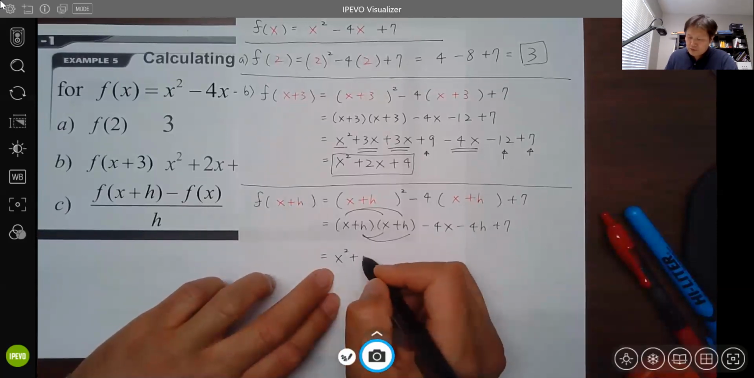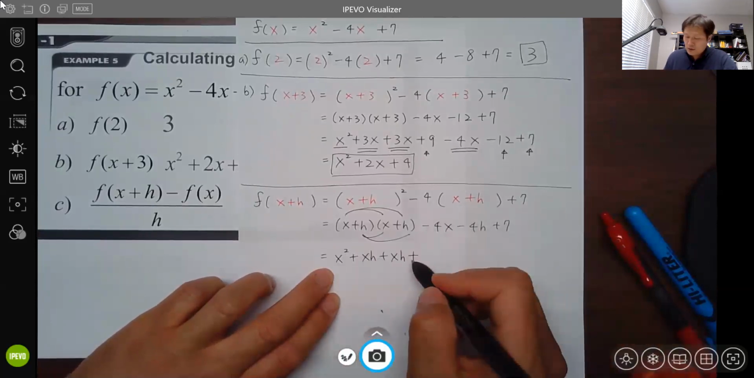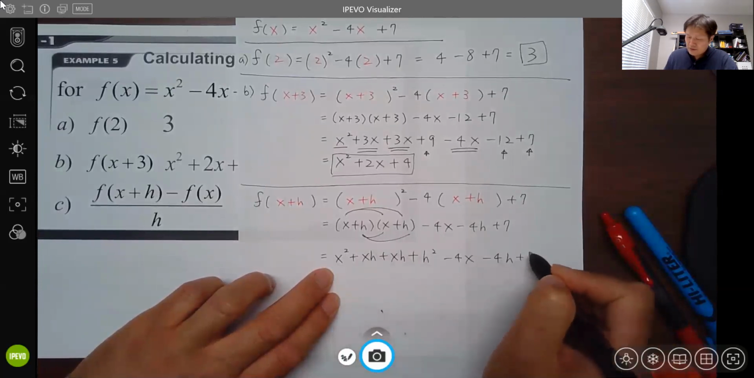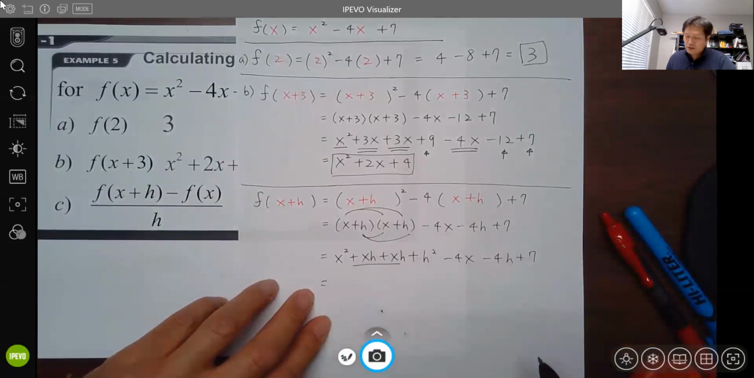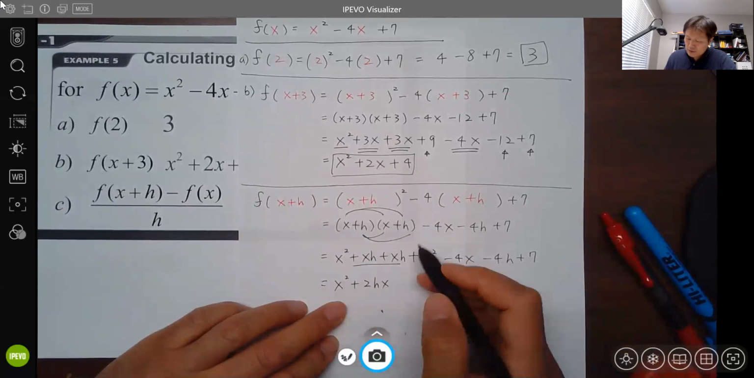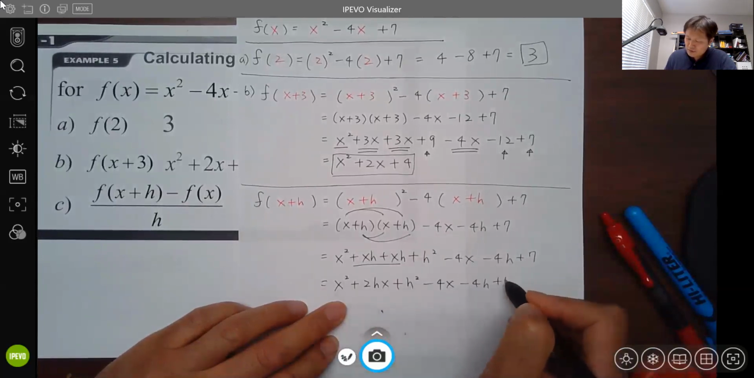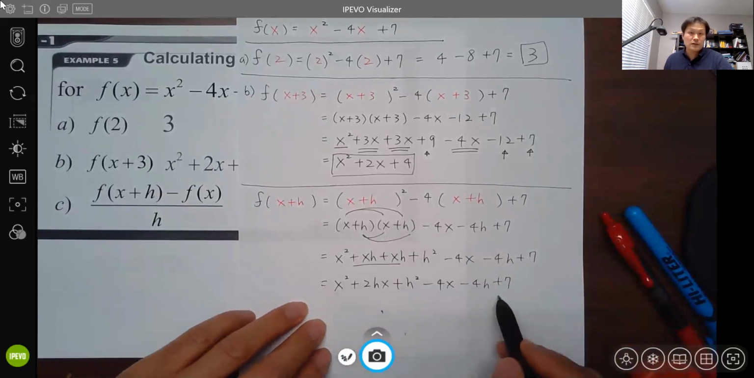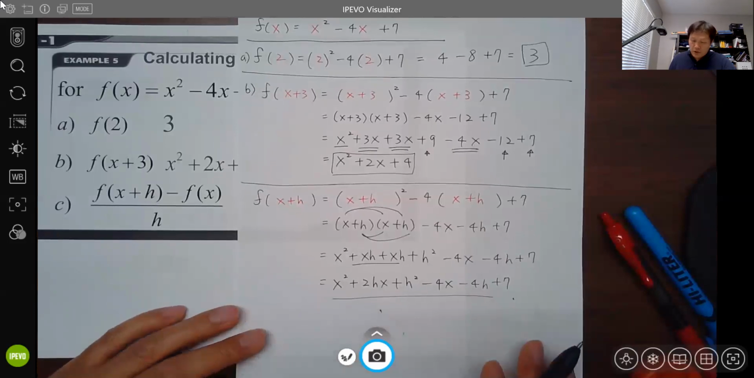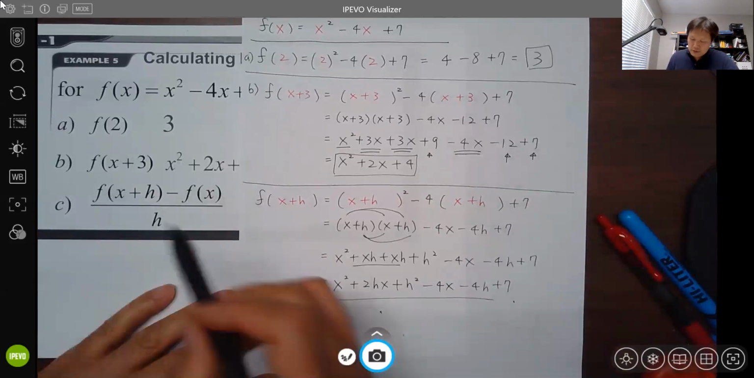X squared plus xh plus xh, or hx, h squared here, minus 4x minus 4h plus 7. So we combine like terms here: x squared plus 2hx plus h squared minus 4x minus 4h plus 7. That is good as it is. I cannot combine like terms any further here. Now we are ready to do this, which is C.